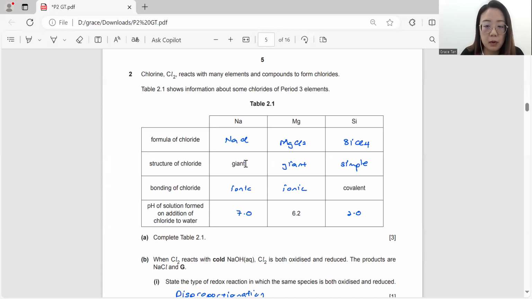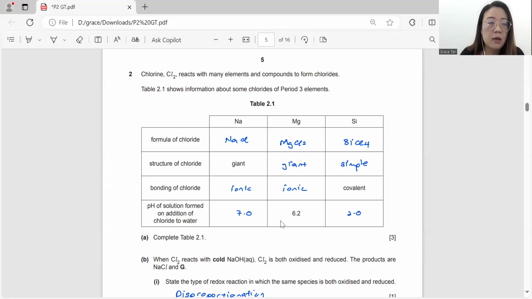SiCl4 is a simple molecular structure. Bonding: ionic, given covalent from the question paper. Now, what is the pH of NaCl? Neutral. NaCl is table salt, it is neutral. NaOH is alkaline, that's about 13 to 14. NaCl is 7. MgCl2 is slightly acidic, 6.2. All right, anywhere from 6 to 7, but anyhow, they give it to us.